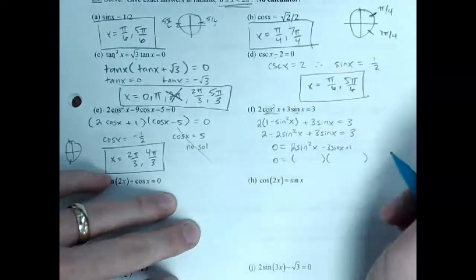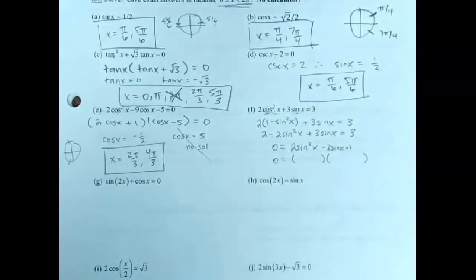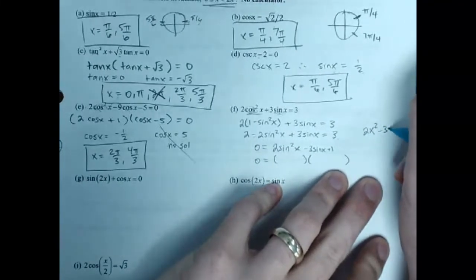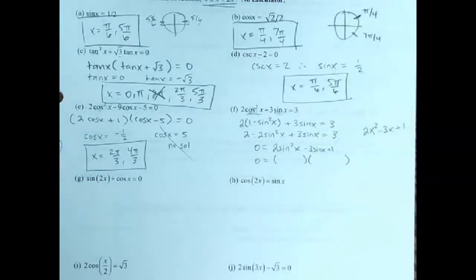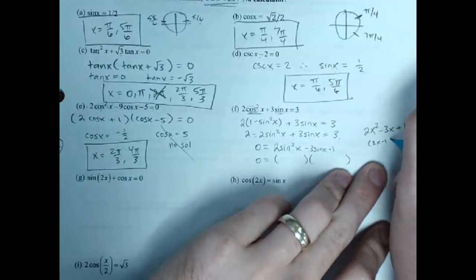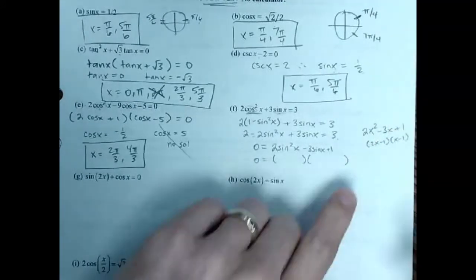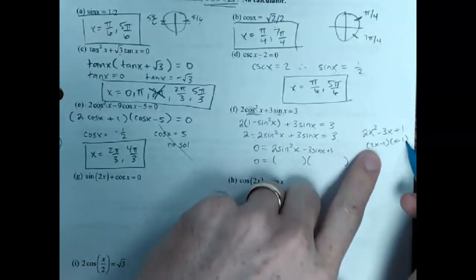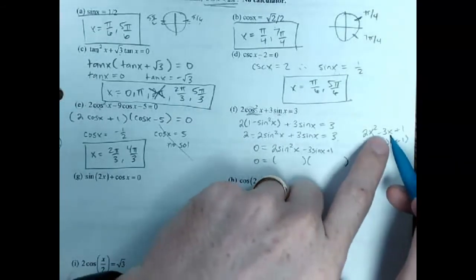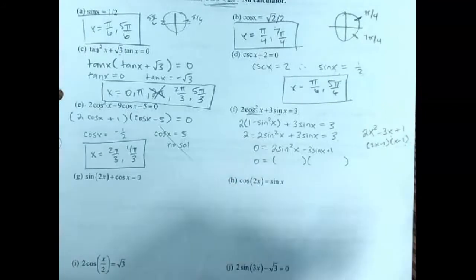Again, you could switch it and have 2x squared minus 3x plus 1. And if you need to factor it like that, that's fine. I believe that one would factor, 2x minus 1 and then x minus 1, I think. Let's check. That would be 2x squared. That would be a negative 2x. That would be a negative x. So negative 2, negative 1. Yep. And then the negative times the negative. Yep. So that's how it factors.